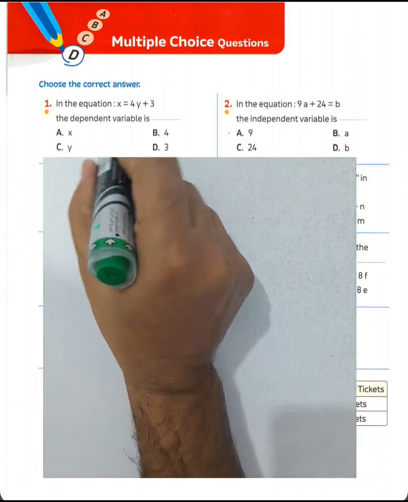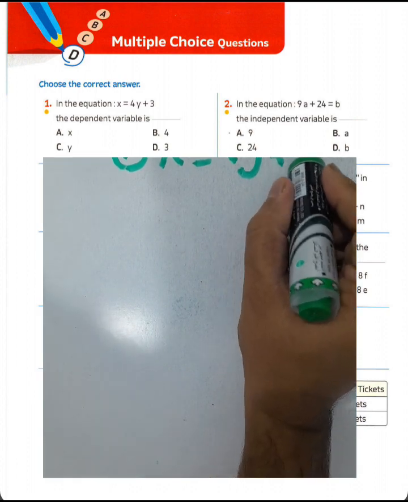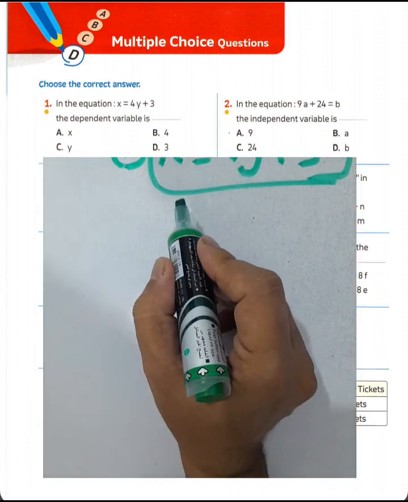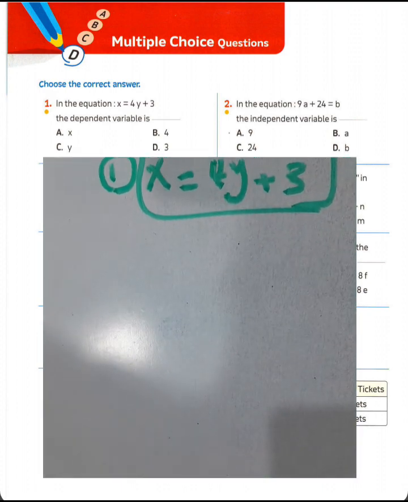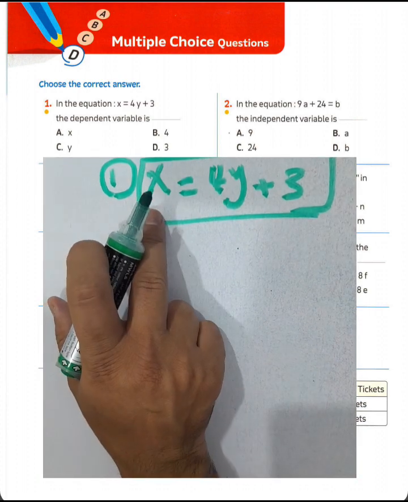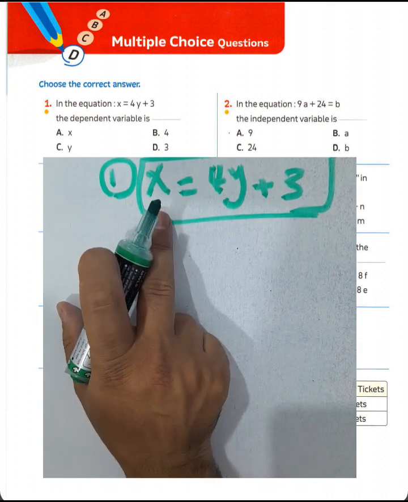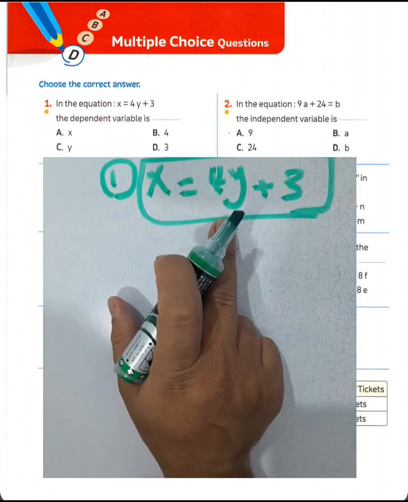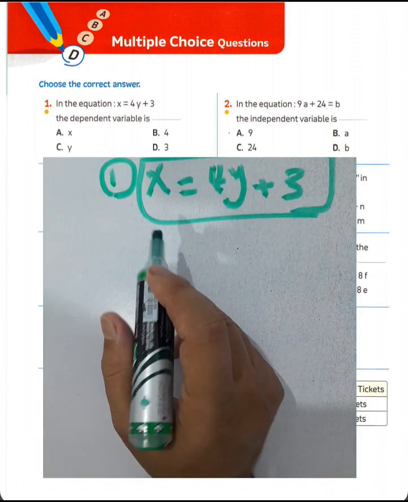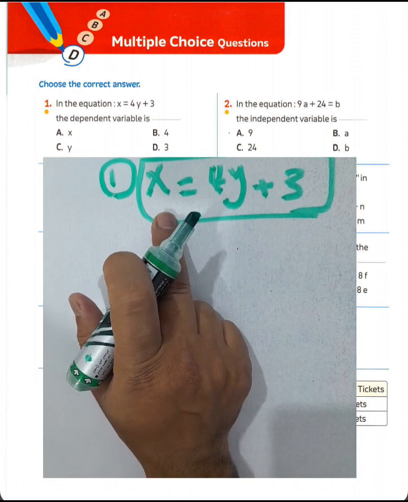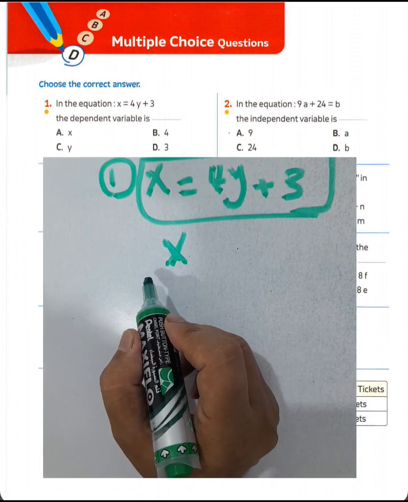Question number 1. In the equation x equals 4y plus 3, the dependent variable here, x, we called it what? Dependent variable. But y we called it independent variable. Then the dependent variable here will be x. Choose letter A.